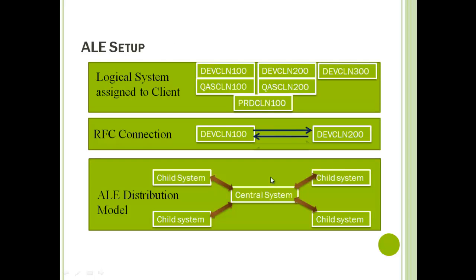Next, let's see how to set up an ALE. Before we start getting into how to set up an ALE, we need to understand the terms which we use in ALE setup. The first one is the logical system assigned to the client. Logical system means each client in your SAP system has a logical name that we can get from our client setting. So for this, let's go to our system.